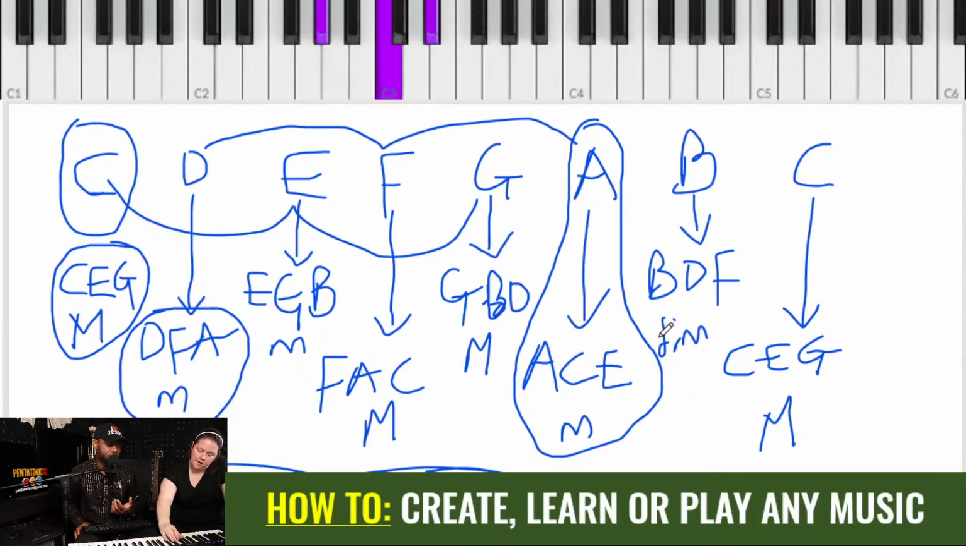Make it a minor. It's as simple as that. Then give me B flat major. Make it a minor. Exactly. So now we're going to take it a step forward.